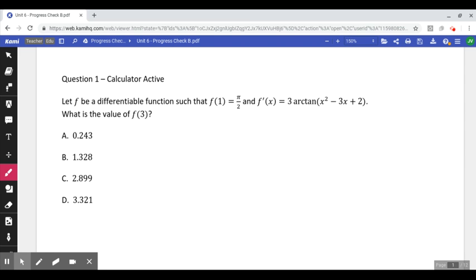This is question 1 from an AP or myAP progress check, and it's progress check 6B. We're going to run through each one of these, and this will be just question 1, though. More videos on the rest of them here following shortly.